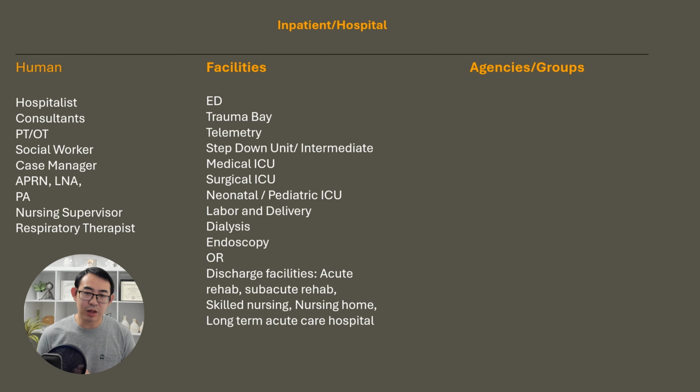But the one that is quite unique here would be the discharge facilities, because in the US we have a lot of them. We have acute rehab, subacute rehab, skilled nursing home, long-term acute care hospital. There are actually more. I'm just listing some of these, and it can be very confusing for people who are starting, because they're also going to use acronyms, like LTAC, SNF. You're going to get confused when you're doing rotations.